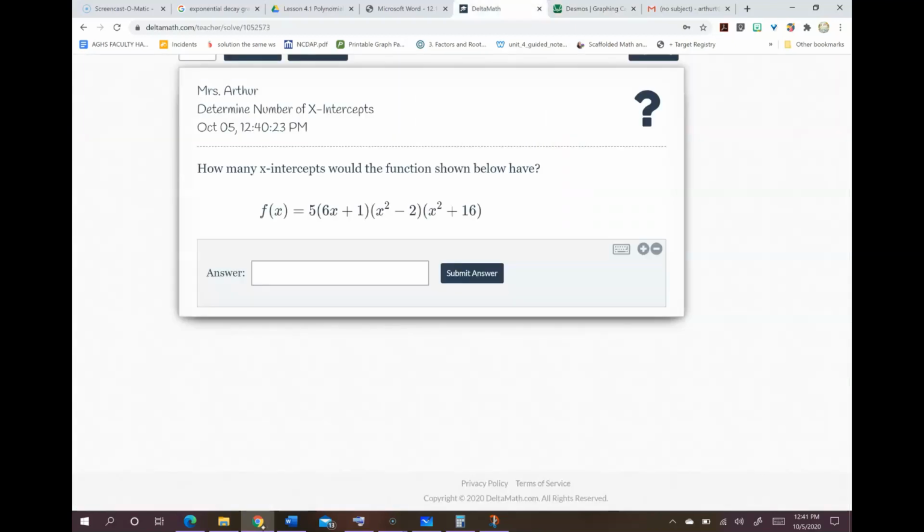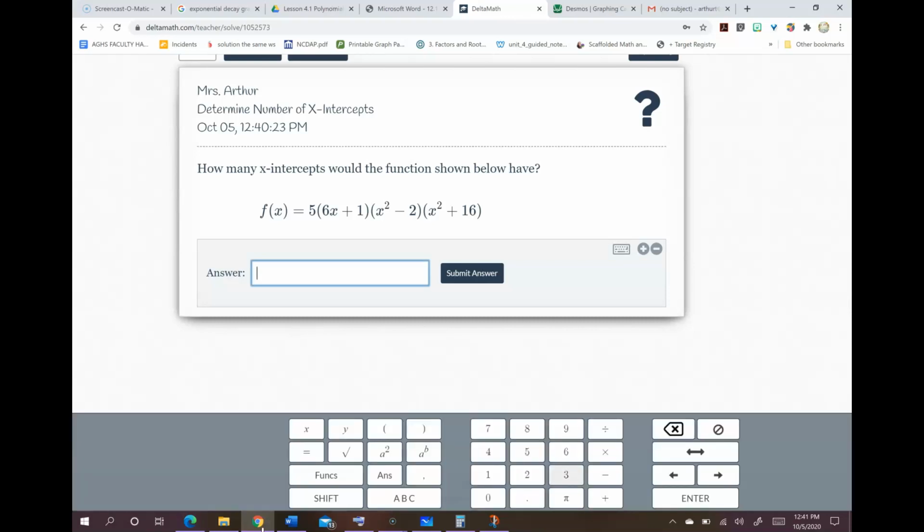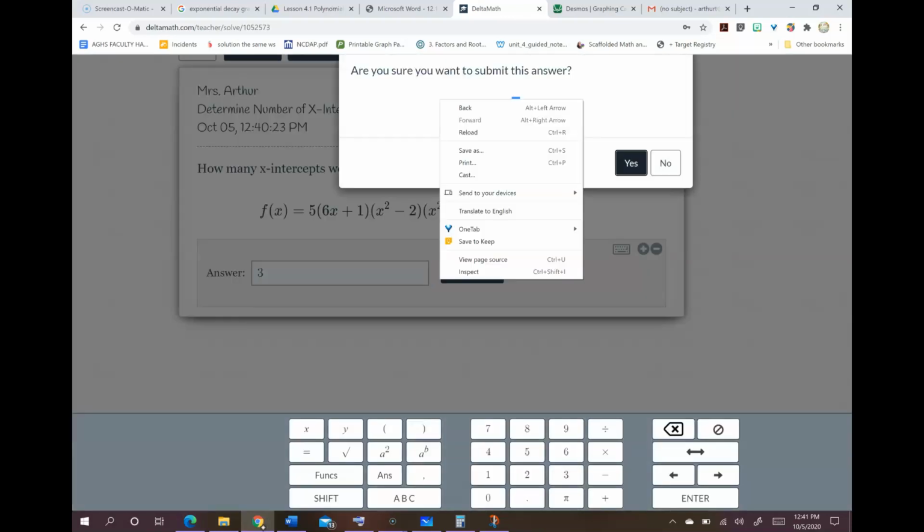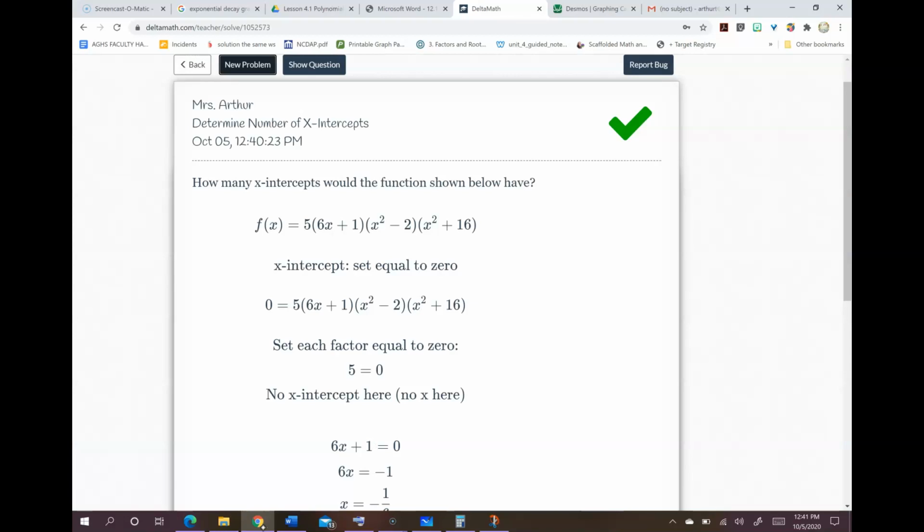It didn't want to know the ones that it was. It just wanted to know how many. So there were 3 of them. It crossed it 3 times. And I'm done. Okay, so that one just wants to know how many there are. That's why it's so important for you to read the instructions. Okay? All right, let's do another one.